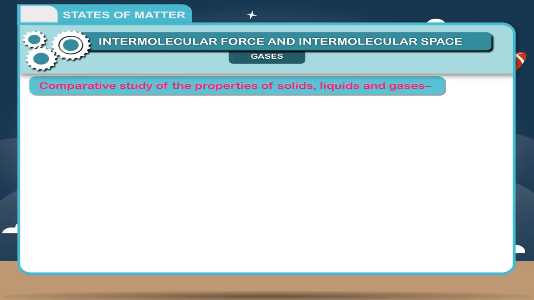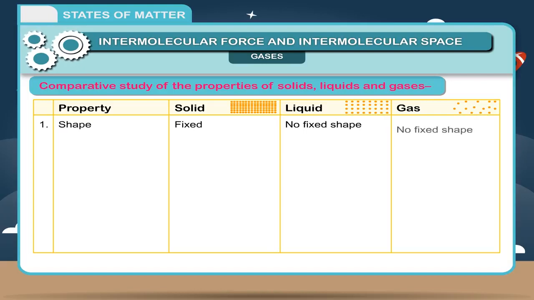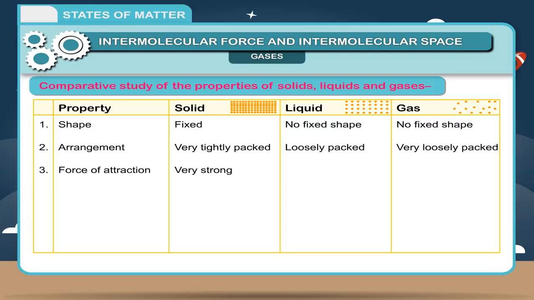Comparative study of the properties of solids, liquids and gases. Property: solid, liquid, gas. 1. Shape: fixed, no fixed shape, no fixed shape. 2. Arrangement: very tightly packed, loosely packed, very loosely packed. 3. Force of attraction: very strong, strong, negligible.